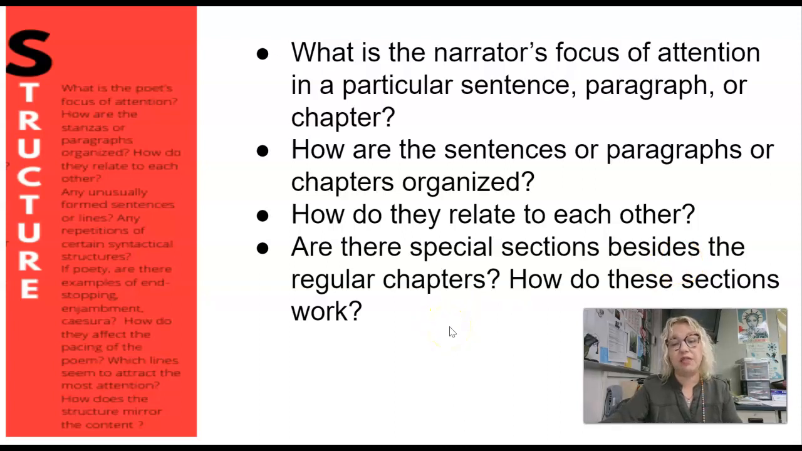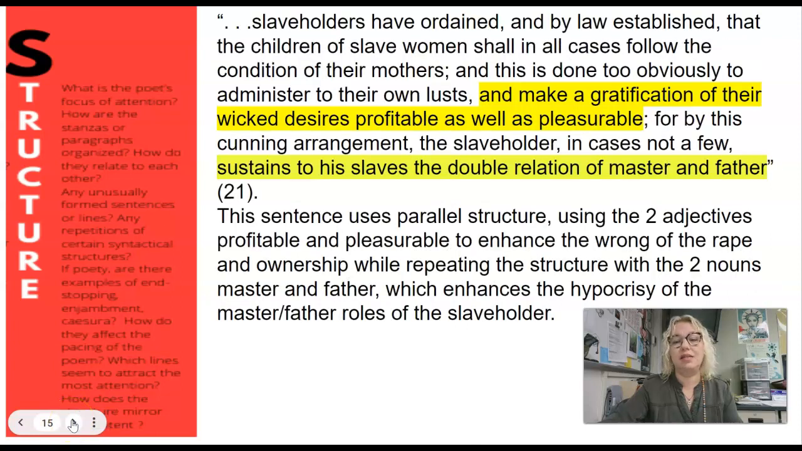And of course, we do have that in Douglas's text because we have the preface, the letter, and the appendix. The preface and letter come at the beginning. The appendix comes at the end. So analyzing the use of those is getting to DITS. But here's an example that's a little bit more focused on sentence structure. And so I'm looking specifically at how the sentence is organized.